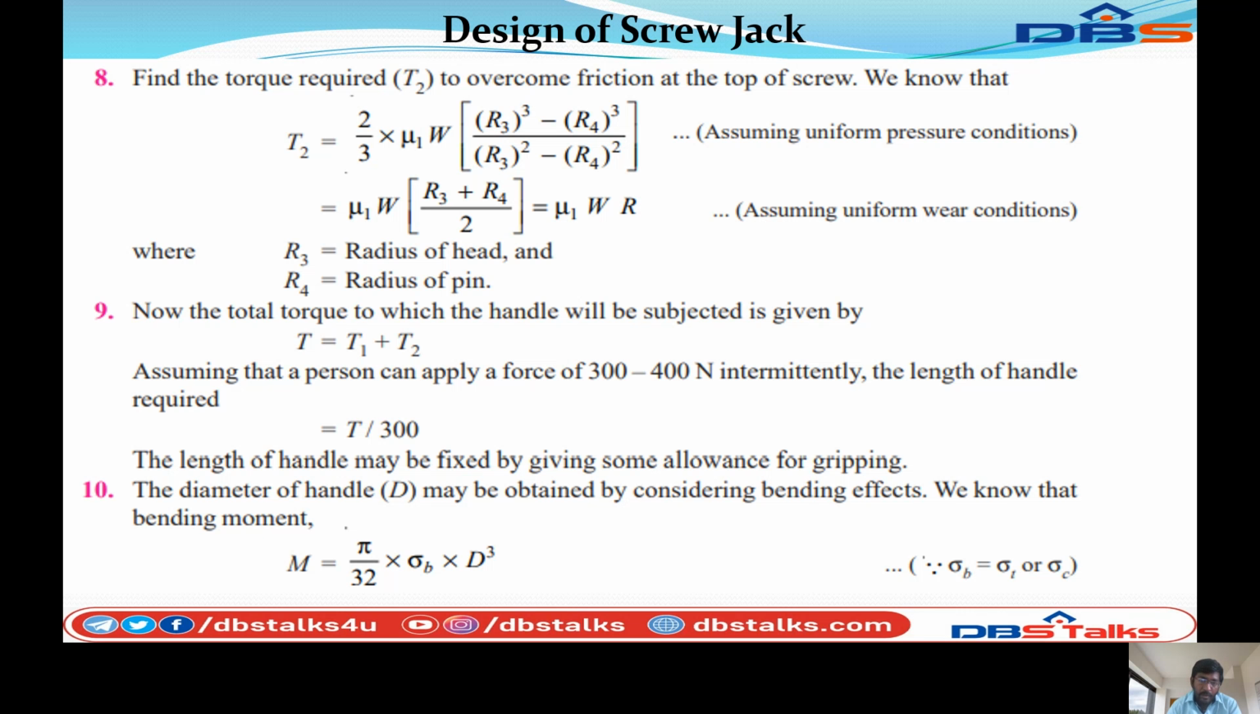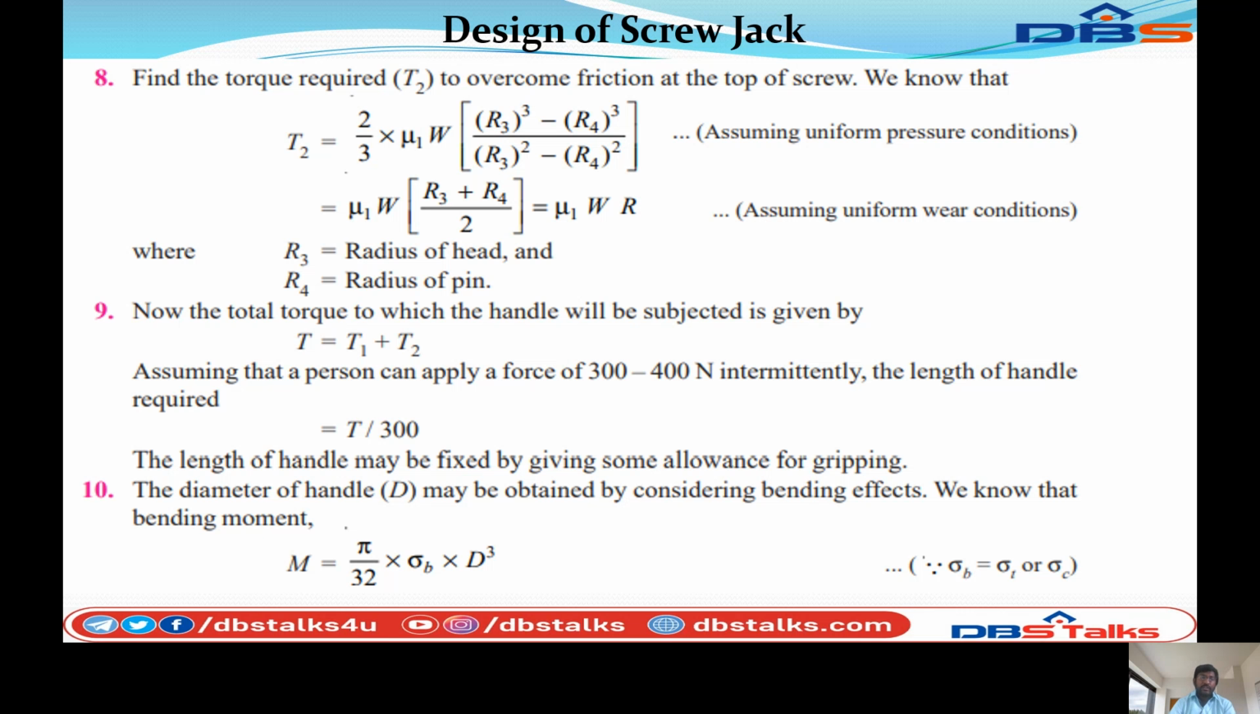So next, assuming the uniform wear condition, the torque formula is T2 equal to mu1 into W into R1 plus R2 by 2. This formula is also seen in the Jaladan data book. So T2 is equal to mu1 into W into R3 plus R4 by 2, that is equal to mu1 into W into R, since R is equal to R3 plus R4 by 2, where R3 is the radius of the head and R4 is the radius of the pin.